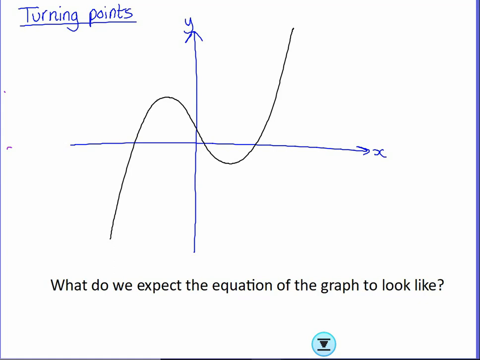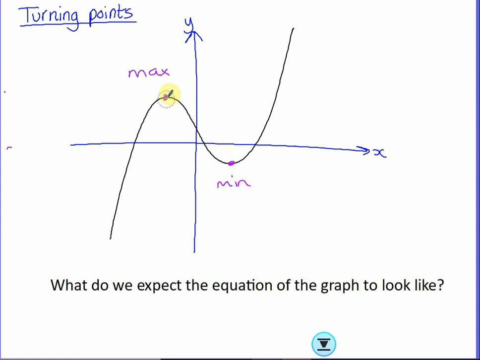So what do we mean by a turning point? Well, see this black function here? It kind of turns, doesn't it? It turns and changes direction. So we say this is a turning point and this is a turning point. But because there's two different ones and they look kind of different, we have to give them a more unique name. So we say this is a maximum turning point and this is a minimum turning point.